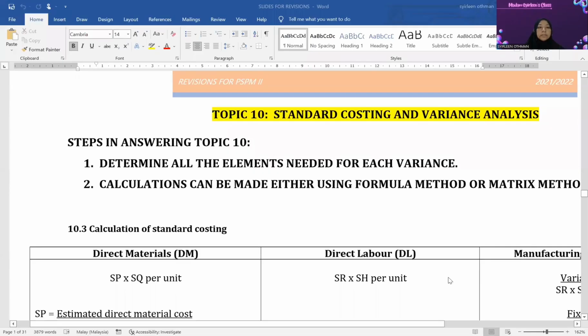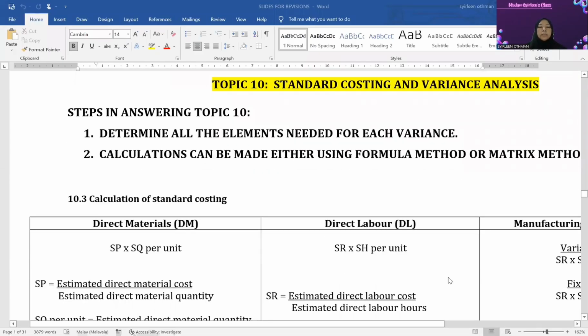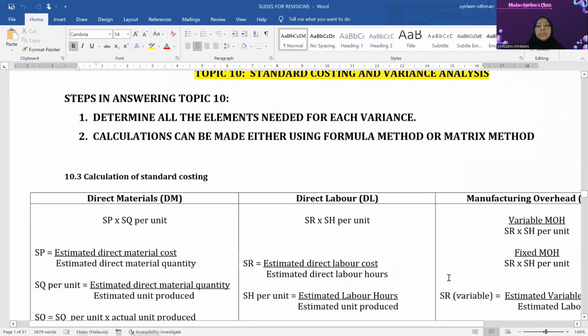Okay, next we're going to continue with topic 10. In topic 10, the first thing that you need to do is determine all the elements needed for each variance. The elements here mean you need to find the standard hours, standard rate, standard price, and also the standard quantity. These are the basic knowledge that you need to know when you are calculating the elements for each variance.